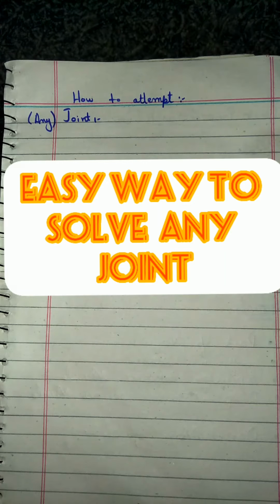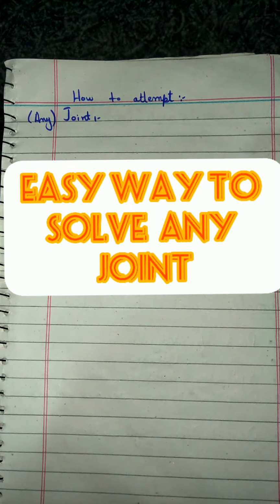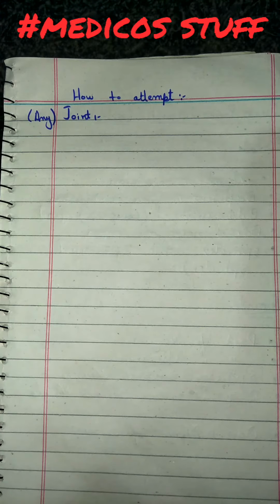Hello guys, I was receiving messages asking how to attempt any joint. In our body we have several joints: elbow joint, shoulder joint, wrist joint in the upper limb, and also in the lower limb we have many joints, and also in the thoracic cavity we have many joints. So how can you attempt a joint to get the maximum marks?